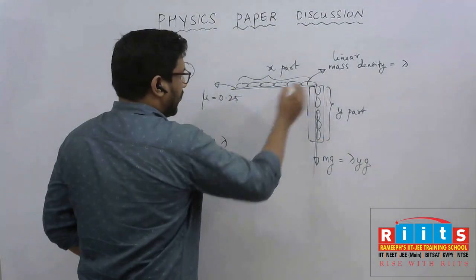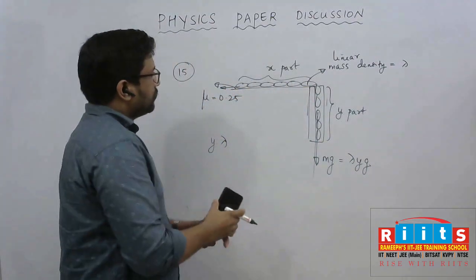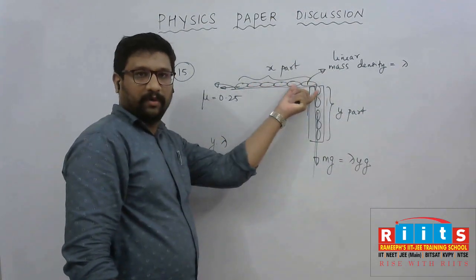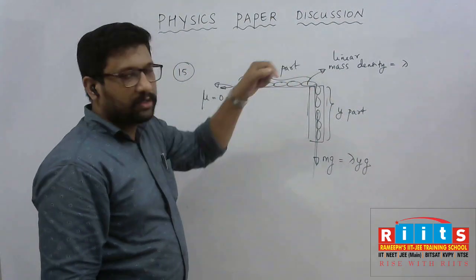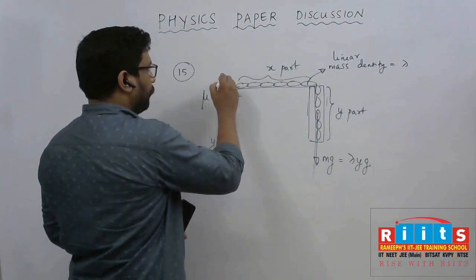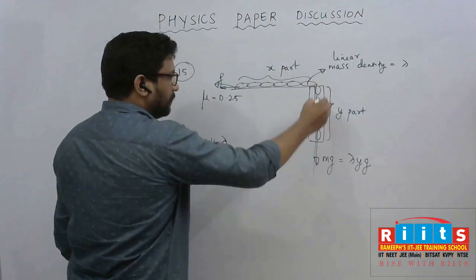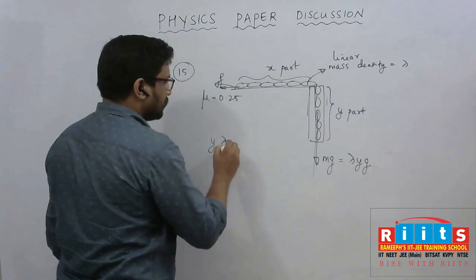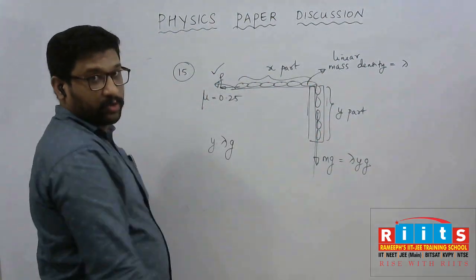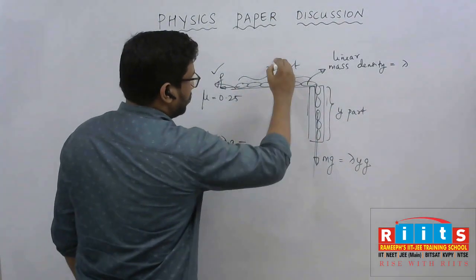Because of the dragging force, a force is acting here. Clear? Because of that, the upper part has a moving tendency in the forward direction, but this upper part of the chain is not moving forward. Why? Because the frictional force is opposing this movement. So this force Y lambda g, where Y lambda is the mass, is balanced by the frictional force. So the frictional force is nothing but, the topmost part is the X part.